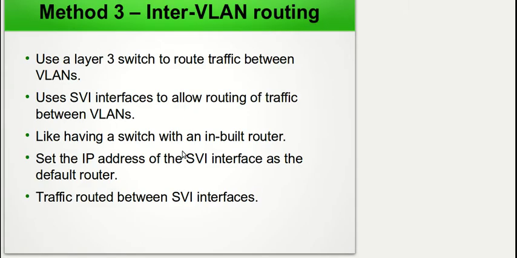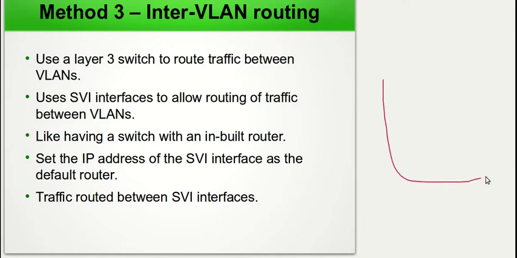Method 3 is known as inter-VLAN routing. With the third method, we would actually use a layer 3 switch to route traffic between our VLANs. The benefit of this is that traffic can be routed between VLANs much faster because it's all performed at wire speed by the switch itself. What we would do is configure what are known as switch virtual interfaces on the switch for each VLAN to allow routing of traffic between those VLANs. And it's like the switch having an inbuilt router.